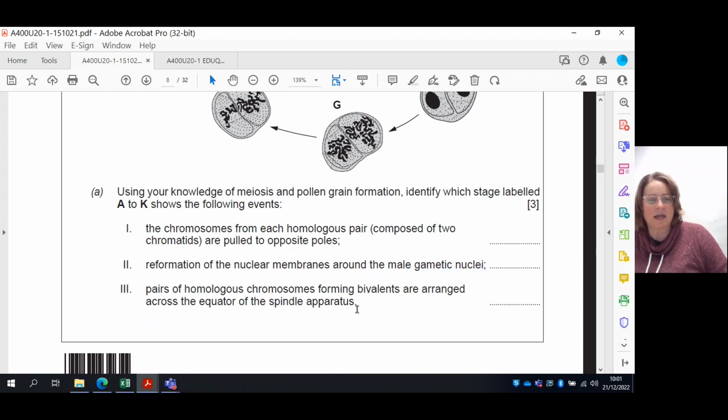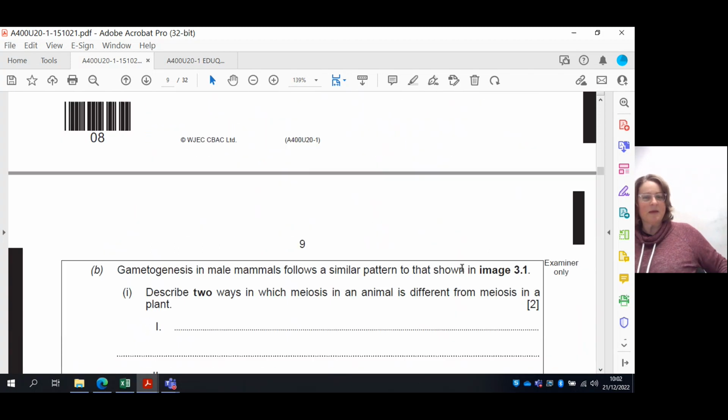And the third one here, again, it gives you enough information. It tells you arranged across the equator, so that alignment across the equator and spindle fibers attaching, that is metaphase. Now the question is, is it metaphase 1 or 2? Chromosomes forming the bivalents. So there's still the homologous pairs, bivalents lining up side by side. That is your metaphase 1.